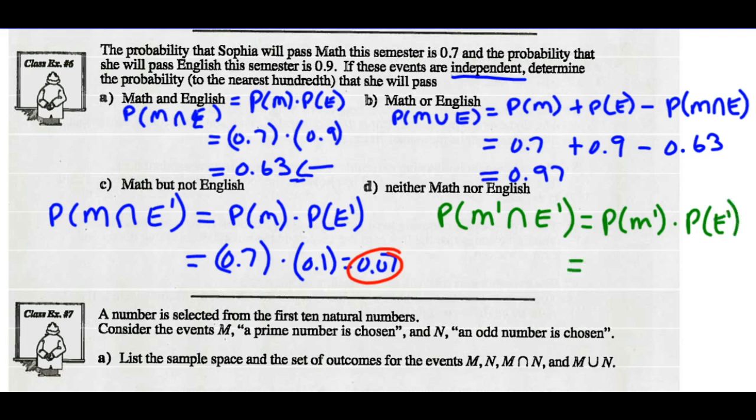So not math is 1 minus 0.7 or 0.3. Not English is 1 minus 0.9 or 0.1. So that probability is 0.03. All right.